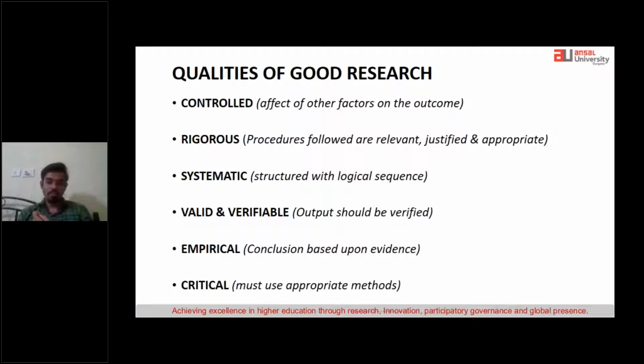So these are some qualities of good research, the aspects which you as a researcher should always keep in mind, so that whenever you are conducting any research, you make sure that everything falls under these categories.